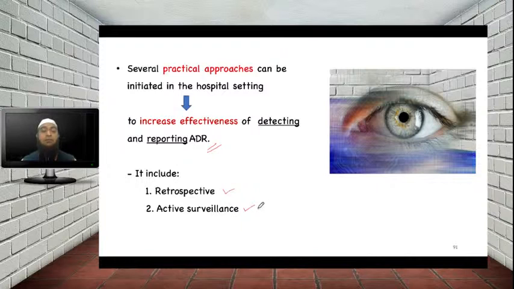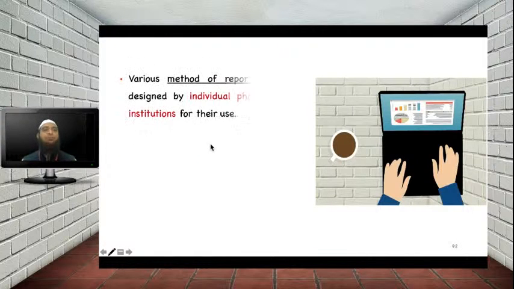So the regular surveillance is active surveillance, whereas when the event has already happened, the adverse drug reaction has already occurred, and then you are going back into the different events of the ADR, that is called retrospective surveillance. So these two practical approaches can be initiated in the hospital setting to increase the effectiveness of detecting and reporting of adverse drug reaction. I hope you understood these two important practical approaches.